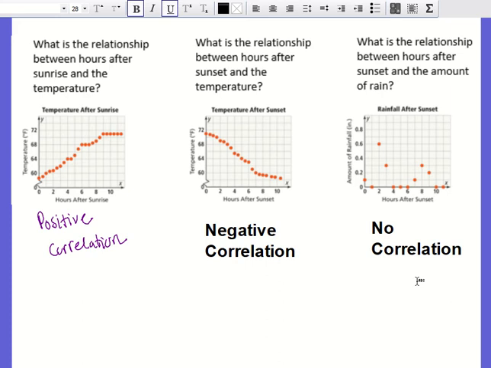Whereas if the sun comes up, we know that the temperature is going to rise, because there is a relationship between the sun and our temperature. And vice versa, when the sun sets, we know that there's a relationship of the sun going away and what the temperature does outside.